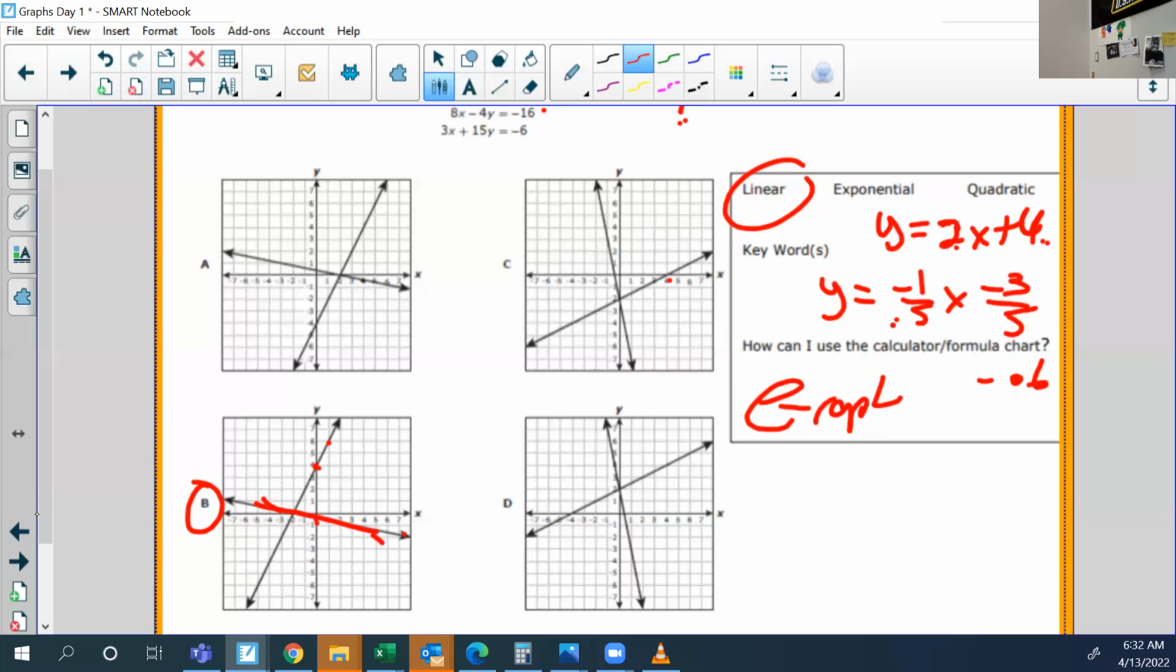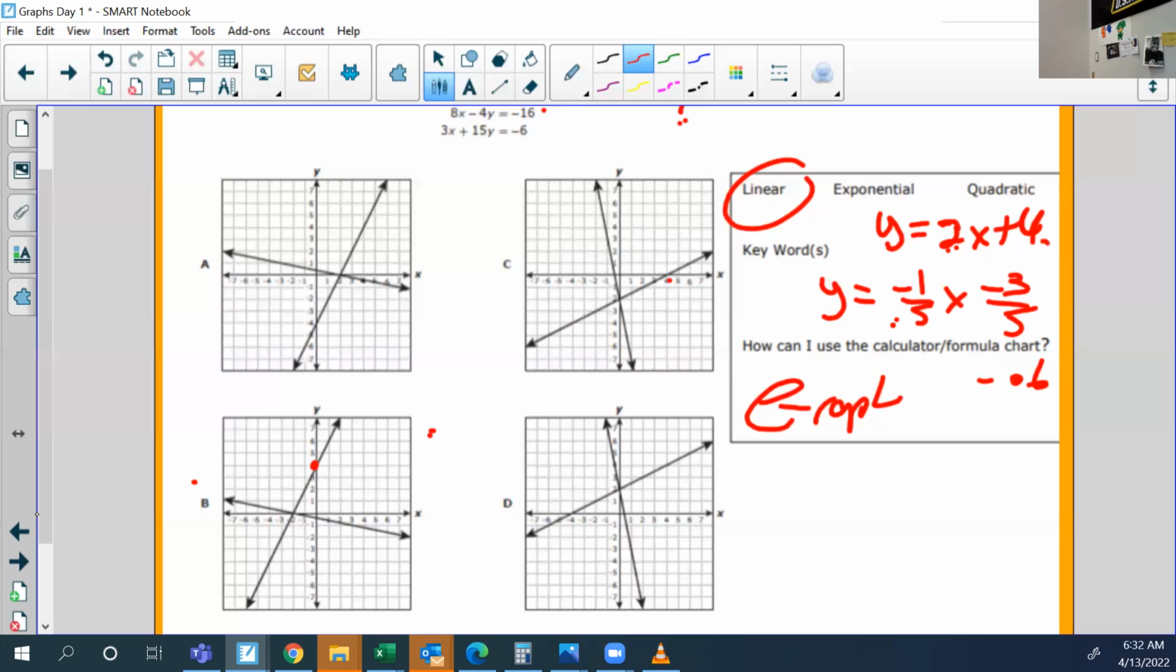Again, let me go back. I think I need to go back and explain what I did a while ago. All right. One equation here has a y-intercept of 4 and the slope is positive. The only graph here that has a y-intercept of 4 and a positive slope is this graph right here. This is positive 4 and a positive slope.